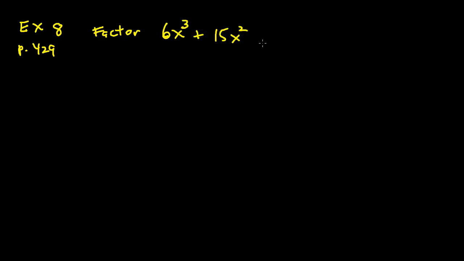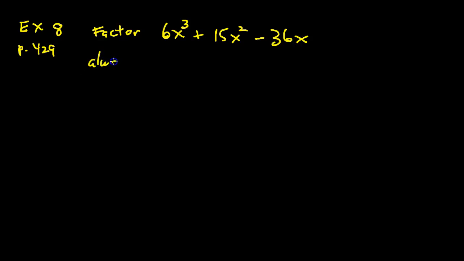All right, let's look at the next example. This is example 8 on page 429, right at the bottom. We are asked to factor the expression 6x cubed plus 15x squared minus 36x. Make sure I copy it down right.